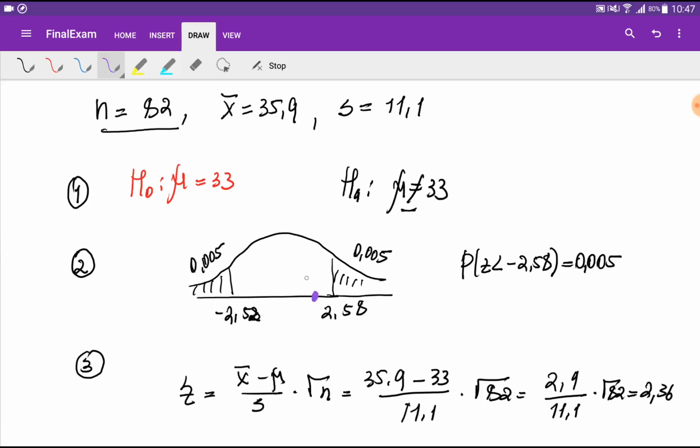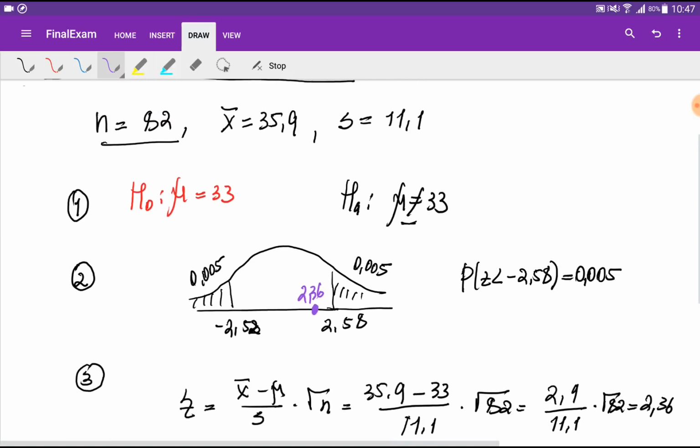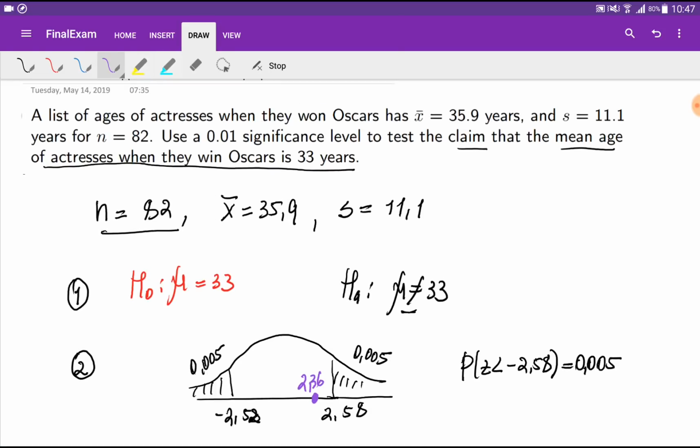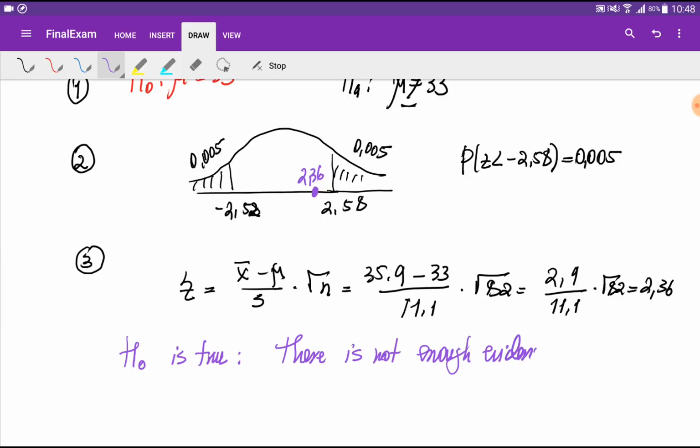Then to find the value of 2.36, it's going to be here. Okay, so 2.36, that's here. It's not in the rejection region. It means that we fail to reject the null hypothesis, right? So we say that there is not enough evidence to reject the claim.